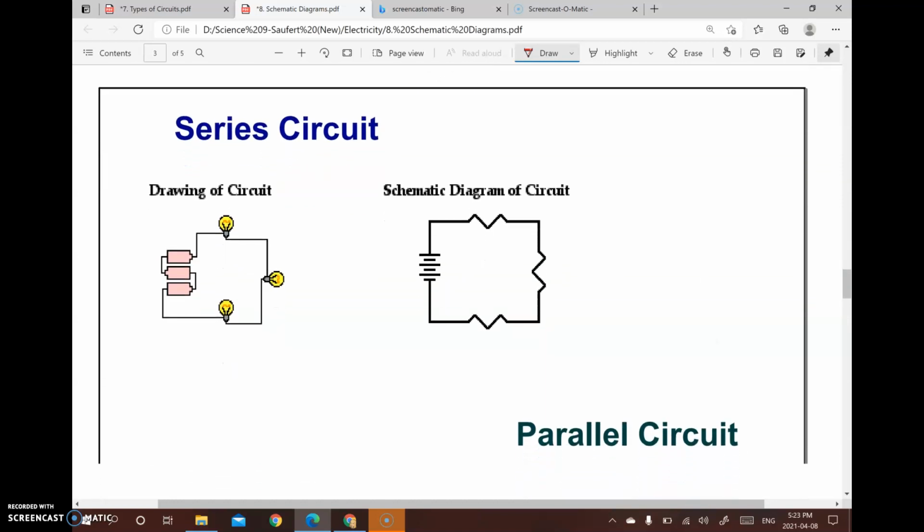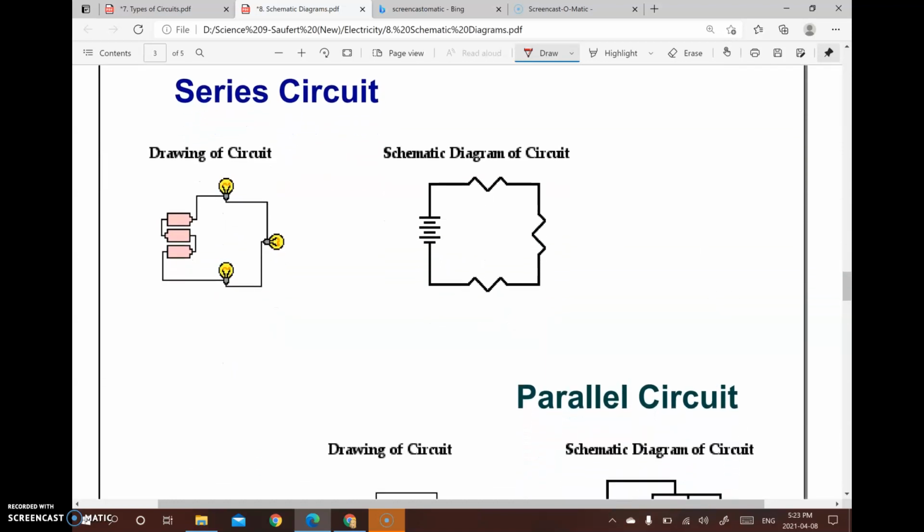A series circuit. So in the last video we talked about series. That is loads continually following one after the other. There's only one flow, so only one pathway. And here is the schematic diagram of a circuit.